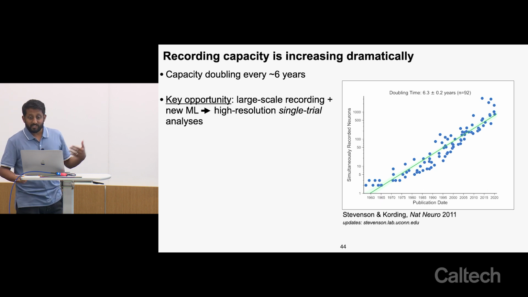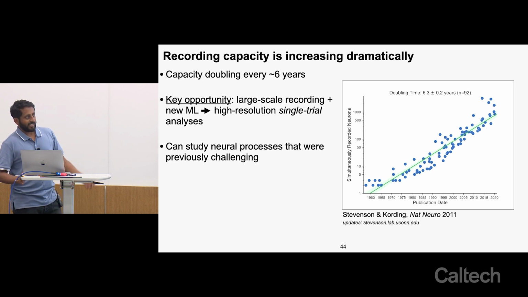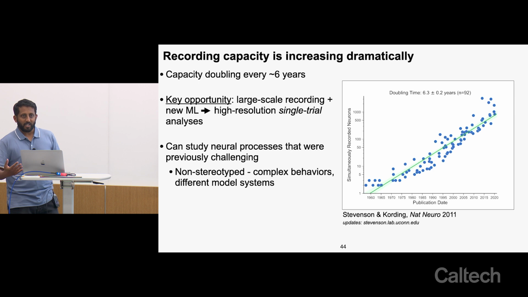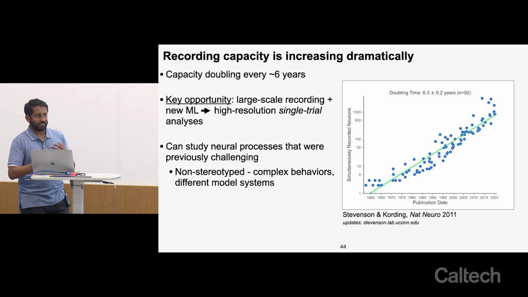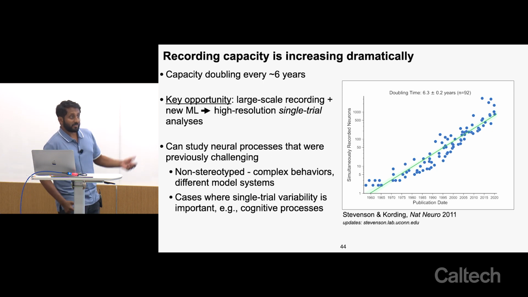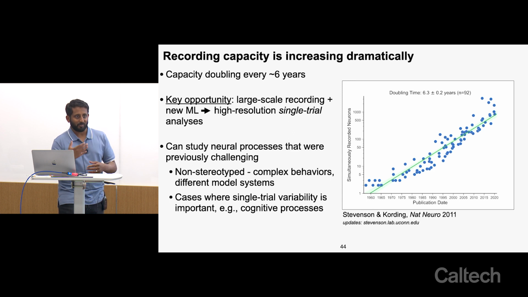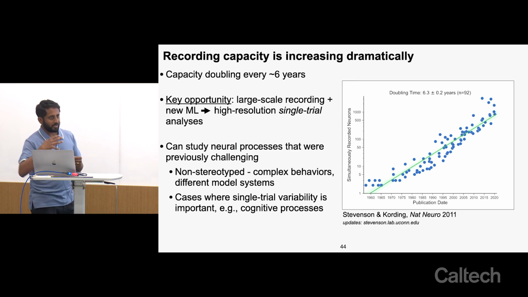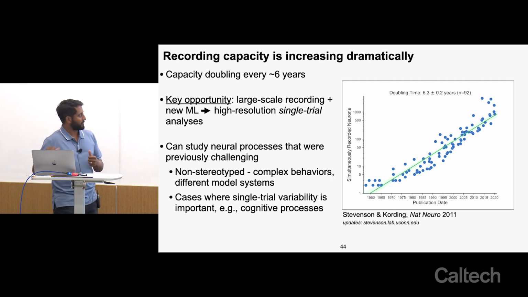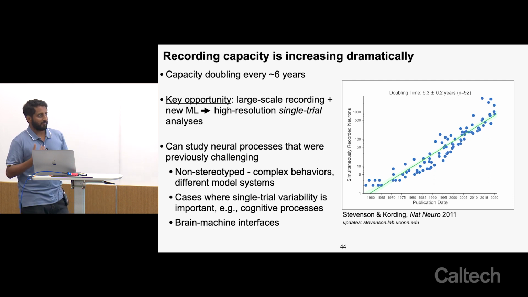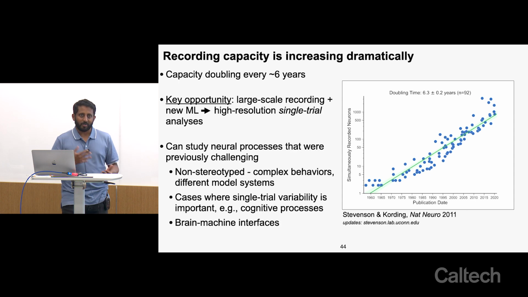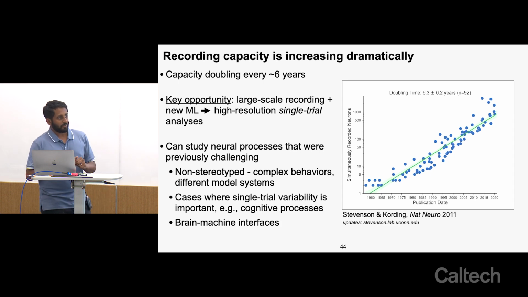So the key opportunity here is to combine these large-scale recording techniques with machine learning methods and do single trial analyses now instead of averaging across trials. So we can study processes that were previously challenging, like more complicated behaviors, or model systems where it's hard to train the animal to make the same reach a bunch of times. Maybe cases where single trial variability is itself important, like a cognitive process that changes from trial to trial, but you don't see anything externally. There's no external report of that. Or something that some of us care a lot about, brain-machine interfaces, assistive devices to help people who are paralyzed.